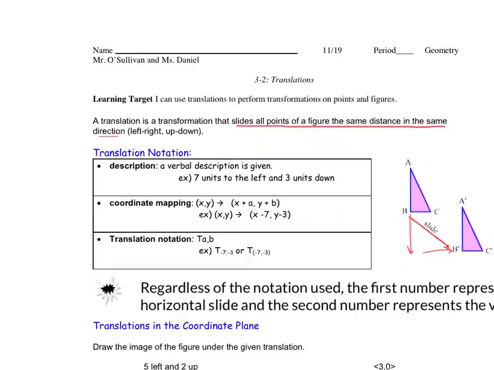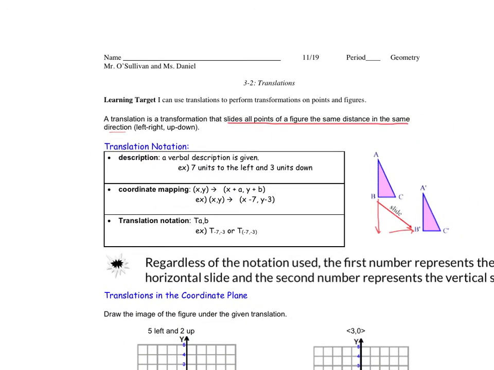So there are some notations that are going to be a little different, so you might not have seen all these notations in middle school, but a few of the notations I'm going to expect that you are familiar with are verbal descriptions, coordinate mappings, and translation notation. When you're given a verbal description, you're simply given a sentence saying, translate this figure 7 units to the left and 3 units down. So please pay very close attention to the language being used.